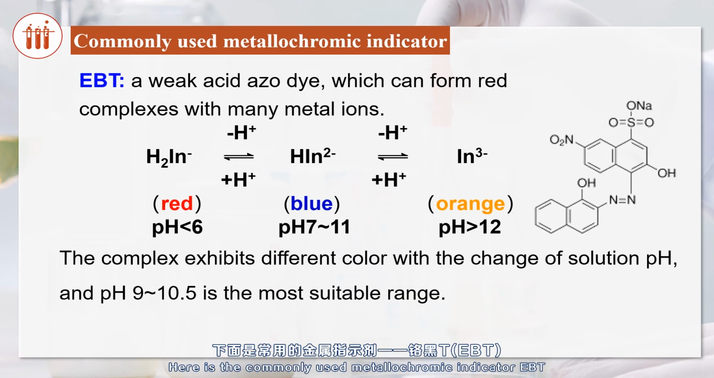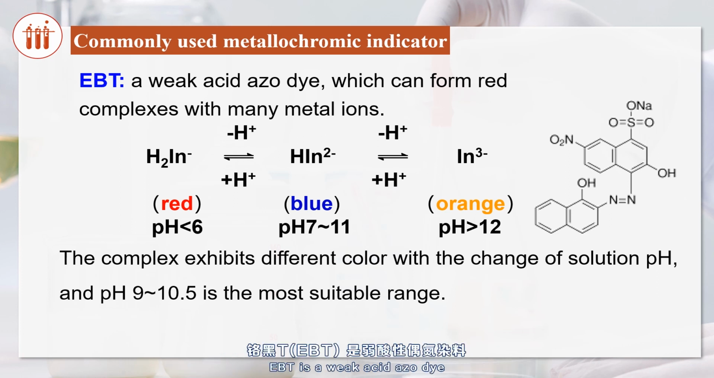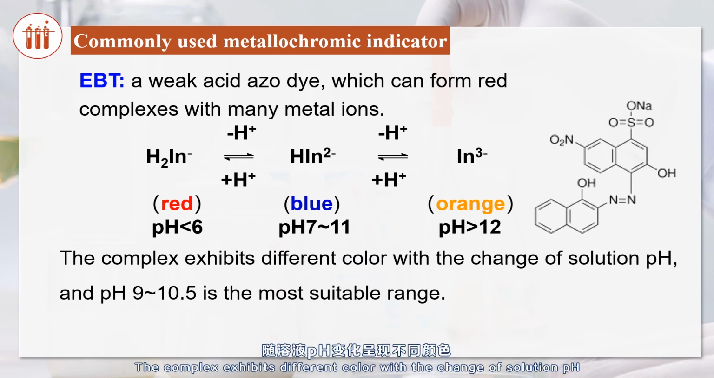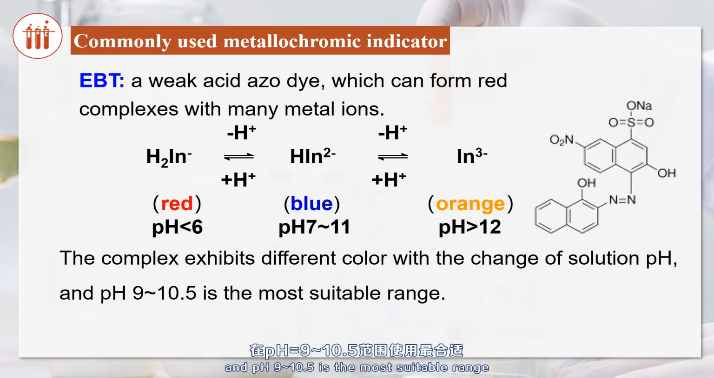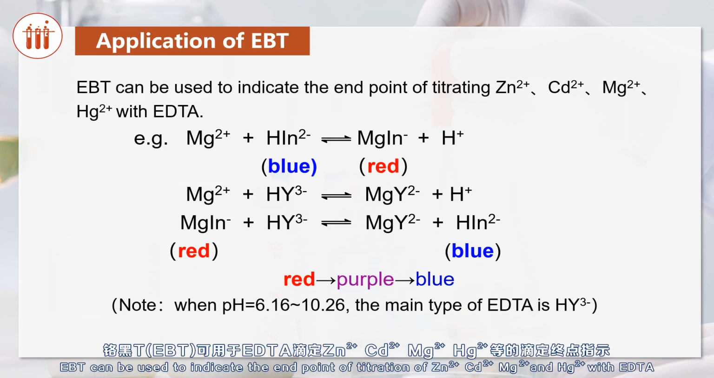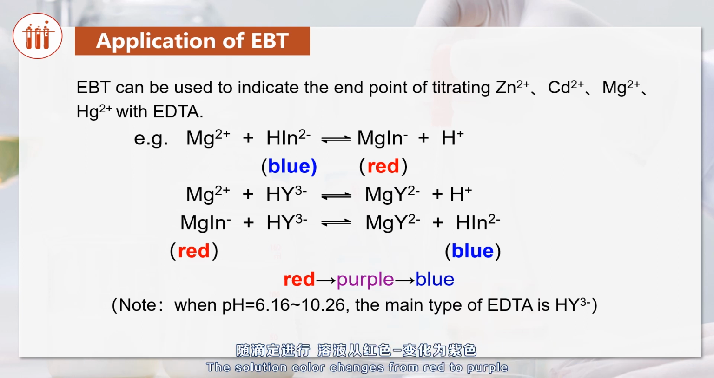Here is a commonly used metallochromic indicator, EBT. EBT is a weak acid azo dye, which can form red complexes with many metal ions. The complex exhibits different colors with a change of solution pH, and pH 9 to 10.5 is the most suitable range. EBT can be used to indicate the endpoint of titration of zinc ion, cadmium ion, magnesium ion, and mercury ion with EDTA. The solution color changes from red to purple and finally becomes blue at the end as titration proceeds.